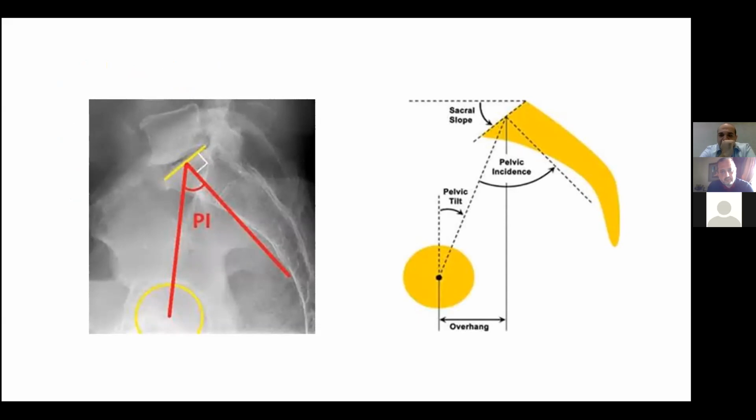So pelvic incidence is the angle between a perpendicular line to the mid-sacral area and the line from the same point to the mid-femoral head. If you draw a line from the center of the femoral head to the mid-sacral point, and this is a perpendicular line, this is the pelvic incidence. This is very important to us because when you are fusing the spine up to the sacrum, you have to predict what the lumbar lordosis of the patient should be.